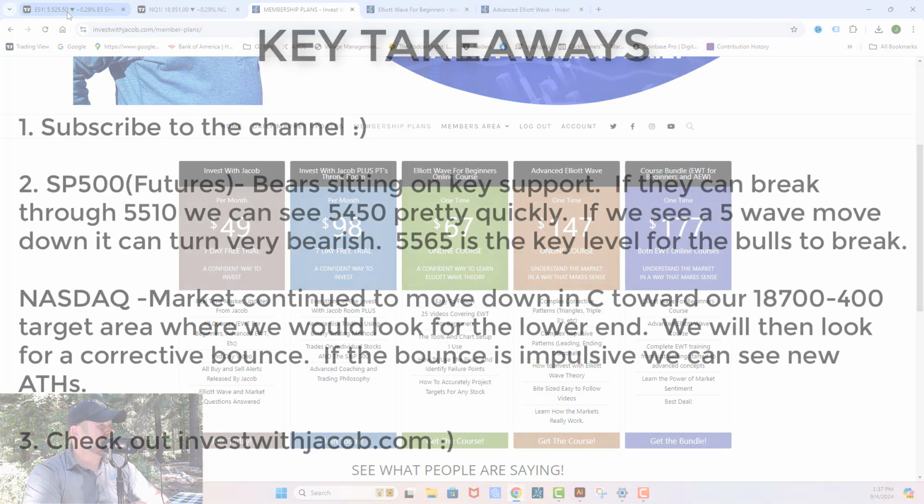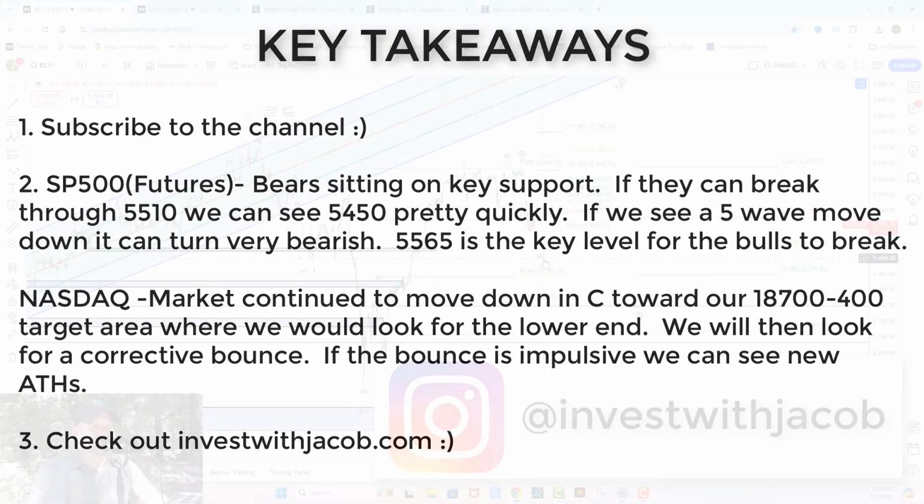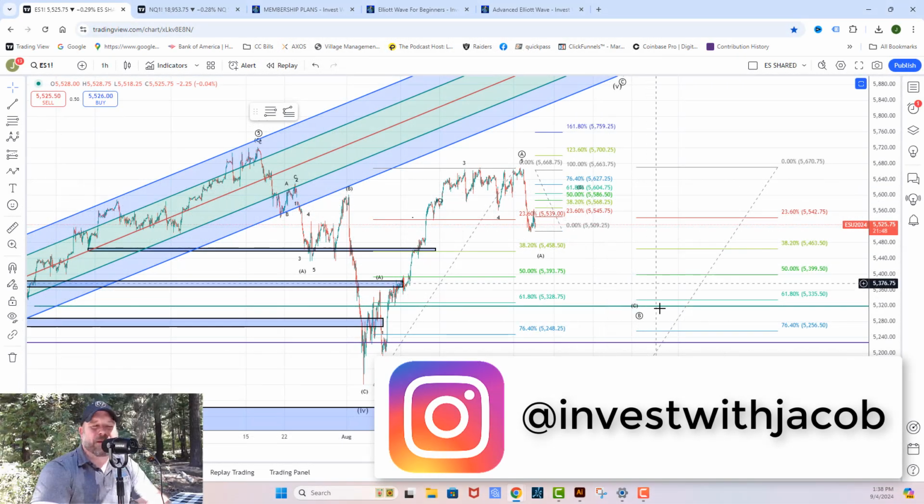All right, our key takeaways for today. ES is sitting on key support. If they can break down through that 5,500 level, we would look to see 5450 pretty quickly, as they would come down to the bottom of that gap on the SPX, and we would look for the bulls to hold there, as that would be a common A of B target. Then we look for a B wave bounce as well as C down after that. If, however, they can continue in a 5-wave structure to the downside, we would turn to a more bearish outlook and a much bigger correction.